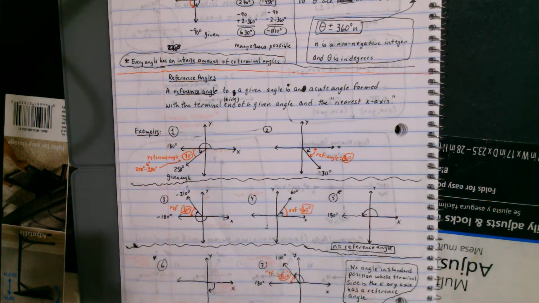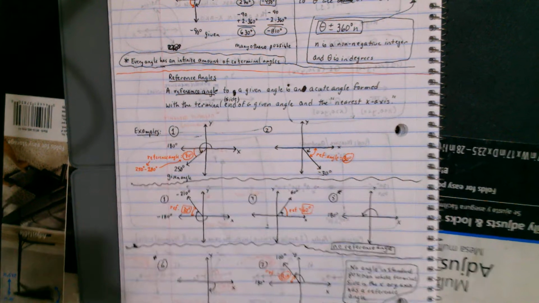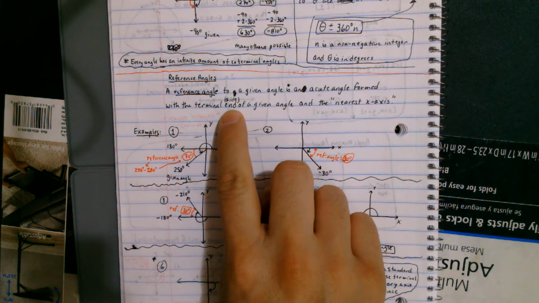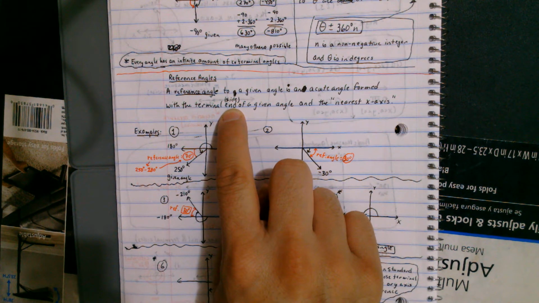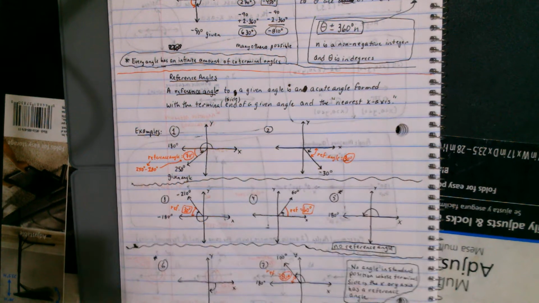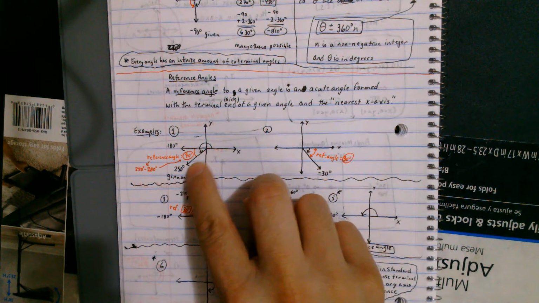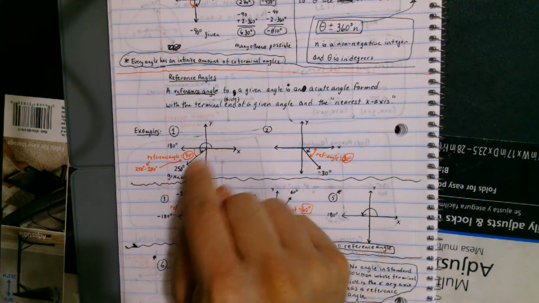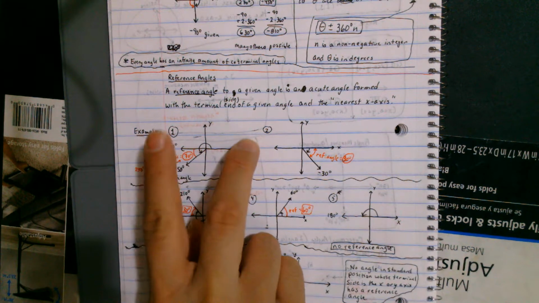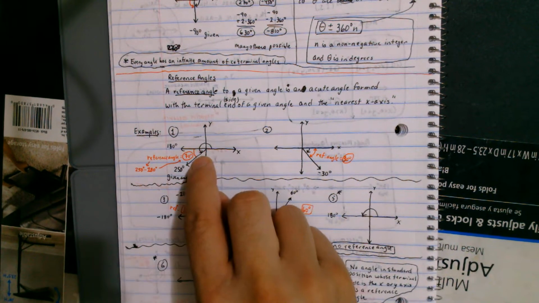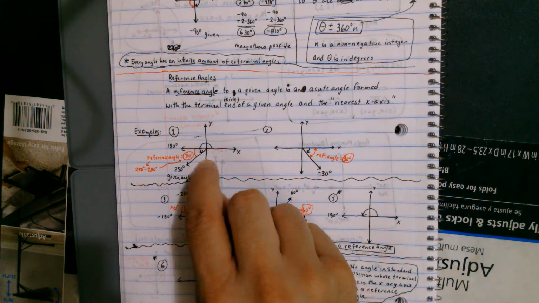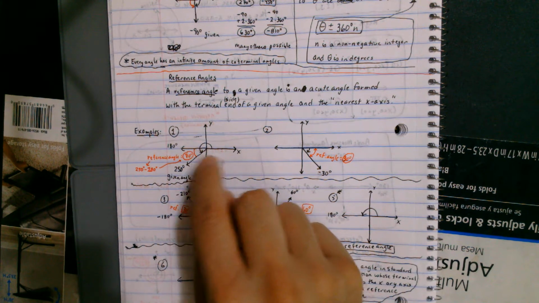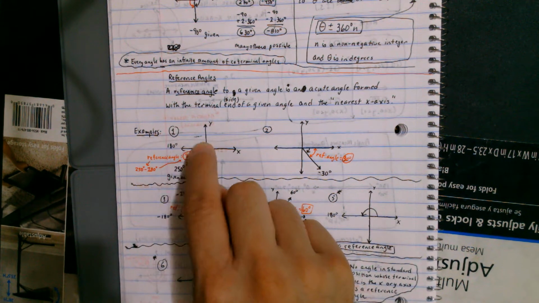Now, reference angle. A reference angle for a given angle is an acute angle formed with the terminal side, or the end of the given angle, and the nearest x-axis. So if 250 is the angle that I start with, that's my given angle. Then I'm trying to form an angle with the right or the left side of the x-axis. So either I can form this angle, or I can form that angle. Both of them would be the x-axis, either half of the x-axis, but this is the nearest half.